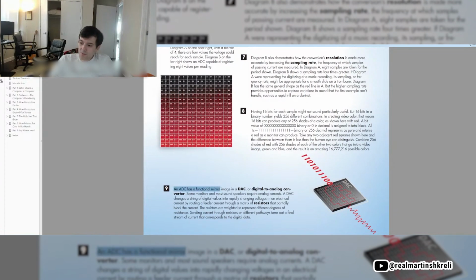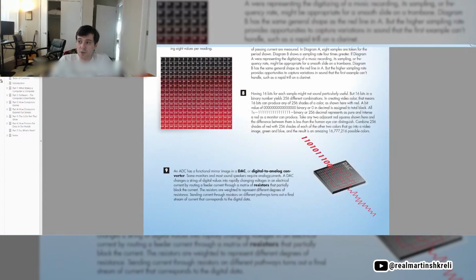An ADC is a functional mirror image of a DAC, or a digital to analog converter. Some monitors and most speakers require analog currents. The DAC changes a string of digital values into rapidly changing voltages in electrical current by routing a feeder current through a matrix of resistors that partially block the current. The resistors are weighted to represent different degrees of resistance. Sending current through resistors on different pathways turns out a final stream of current that corresponds to the digital data. That's how our speakers work.